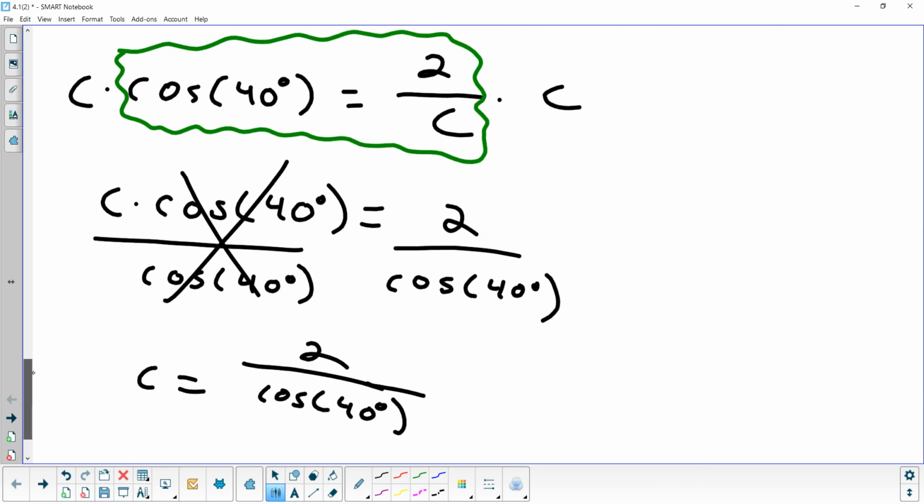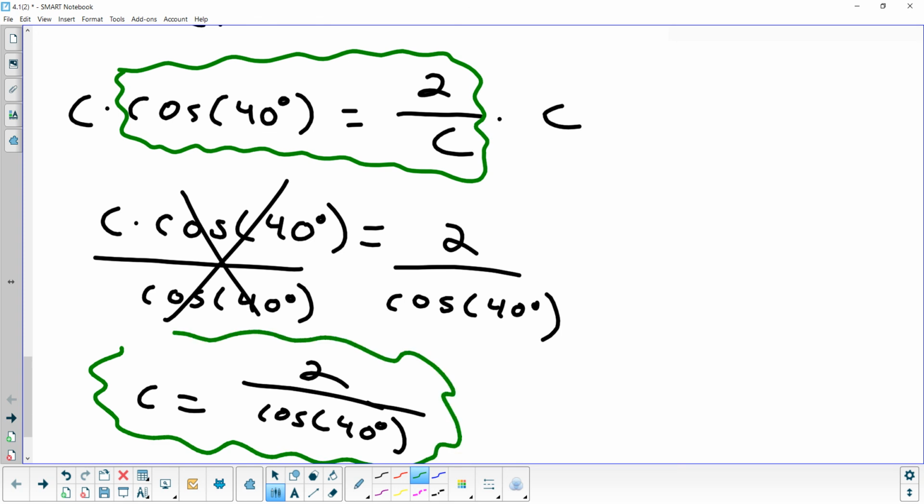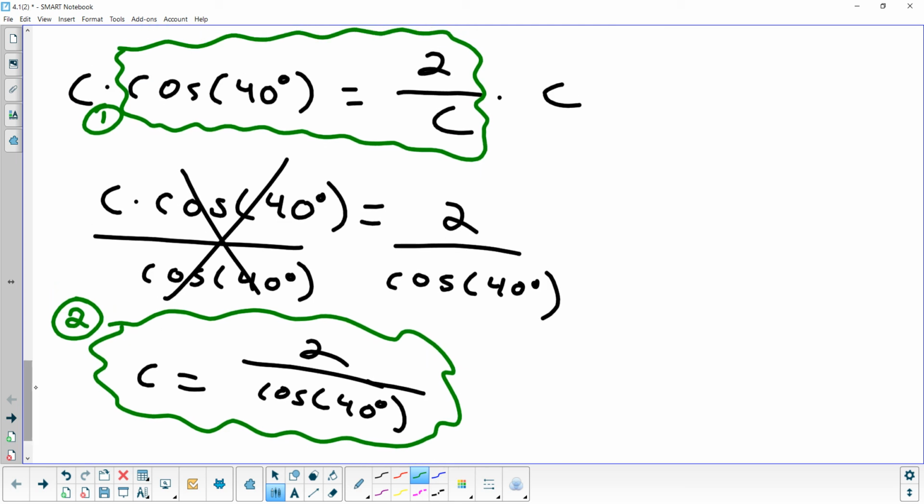The other thing I want to look at is, look at the green boxes. Does anybody see how we could get from green box 1 to green box 2 without having to do this step in the middle? Look at what ended up happening. If you just wanted to describe how green box number 1 compares to green box number 2. Yeah? The cosine of 40 just swapped with the c. Exactly. The cosine 40 and the c just swap places.